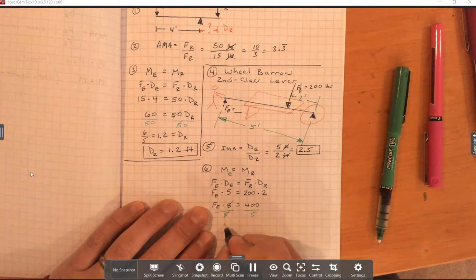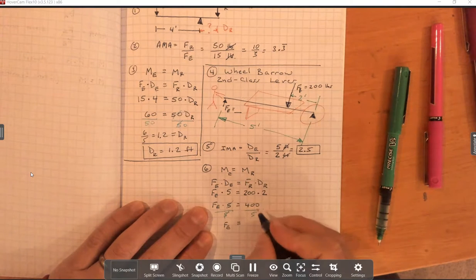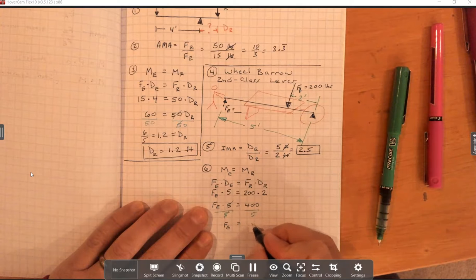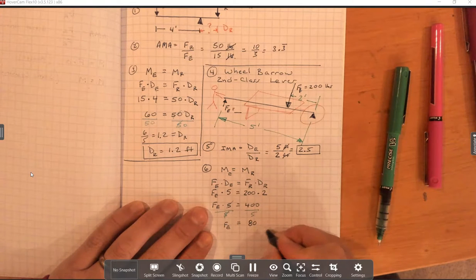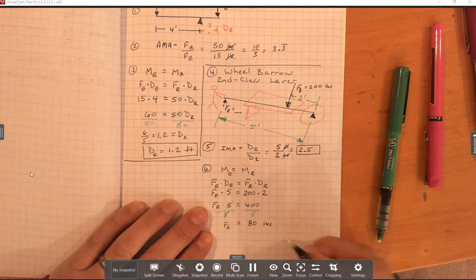Cancel out that factor of 5. And Fe, the effort force, is 400 divided by 5, which is going to be 80 pounds.